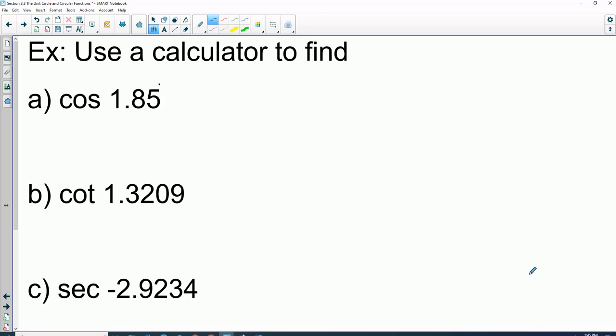I want to practice using our calculators again. So if it's not one of our angles that we are used to, so not something from our hand trick in our unit circle, we do still have that calculator option. But what do you notice on these? When I say 1.85, what does that not have on it? It doesn't have a degree symbol. So that means I am in radian mode. So you need to flip your mode into radian.